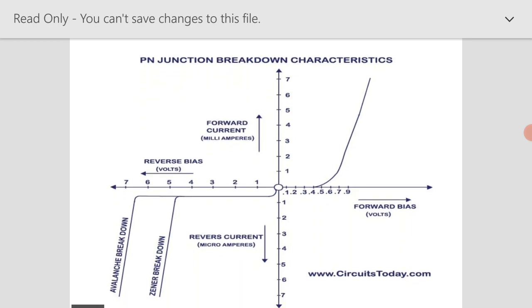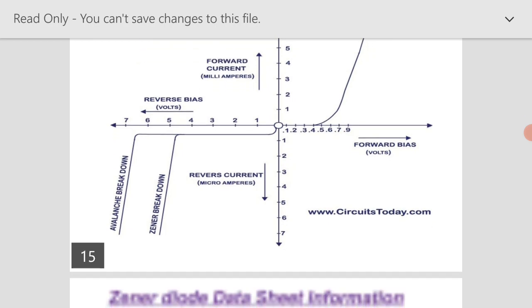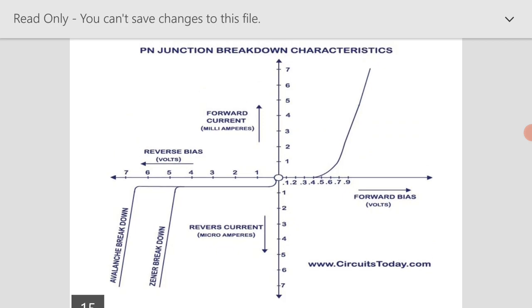The PN junction breakdown characteristics are as shown in the figure. The forward bias and forward current, and the reverse bias and reverse current. In the reverse current region, the Zener breakdown and the avalanche breakdown voltage are shown.